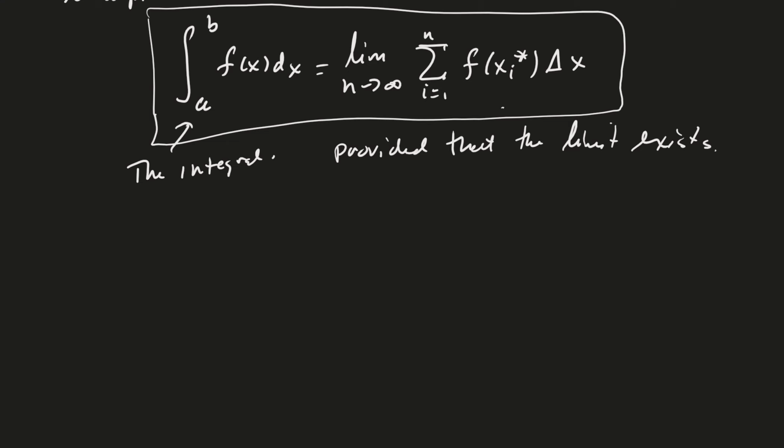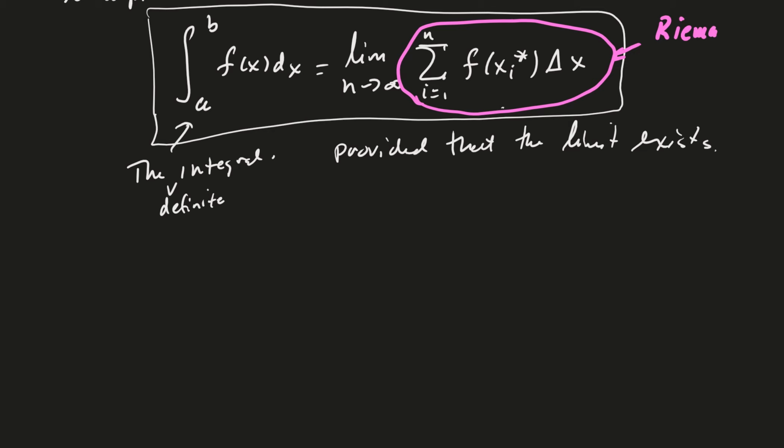Okay, so we've given a definition of the integral. This is called the definite integral, actually. And this sum right here has a name. This sum is called the Riemann Sum, after the German mathematician Riemann. Good. All right. So one way to talk about the definite integral then is it's the limit as n goes to infinity of the Riemann sum. Good. All right.